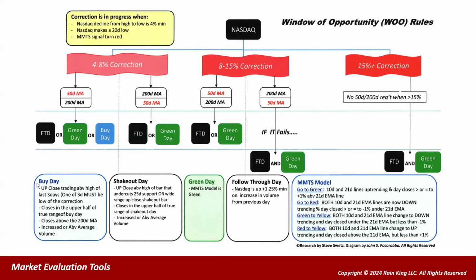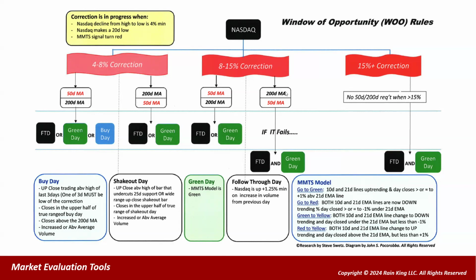And the blue buy day, I won't get into this, you can read it. These are the rules that establish a buy day. You get any of those signals, basically the window of opportunity says you can start buying a stock or two. If in the 4 to 8% correction, we have the 200-day moving average above the 50, the conditions say we need a follow-through day or a green day. And again, 8 to 15% corrections, you can see here, the 50 days above the 200-day, you need a follow-through day or a green day.